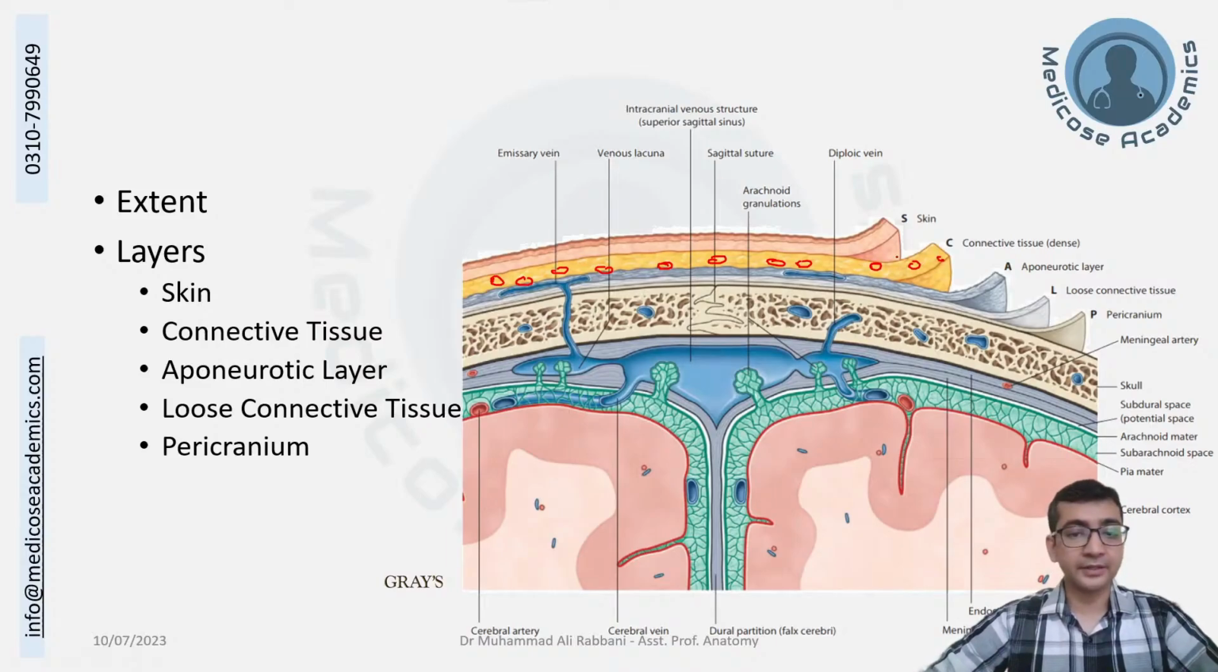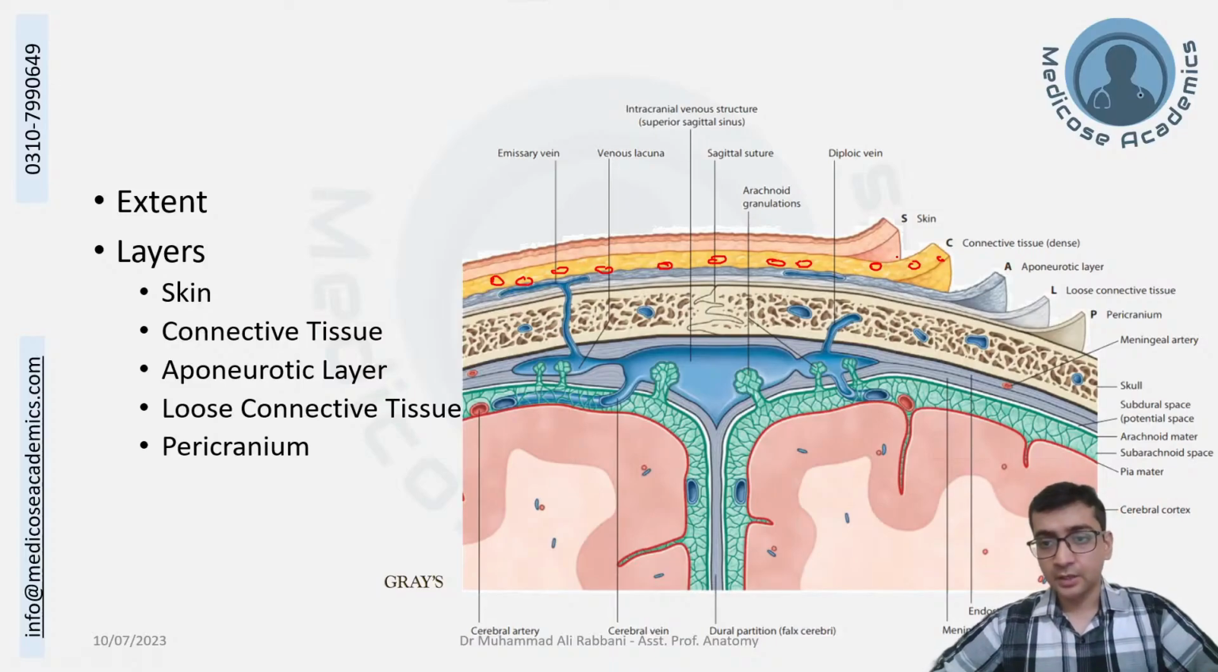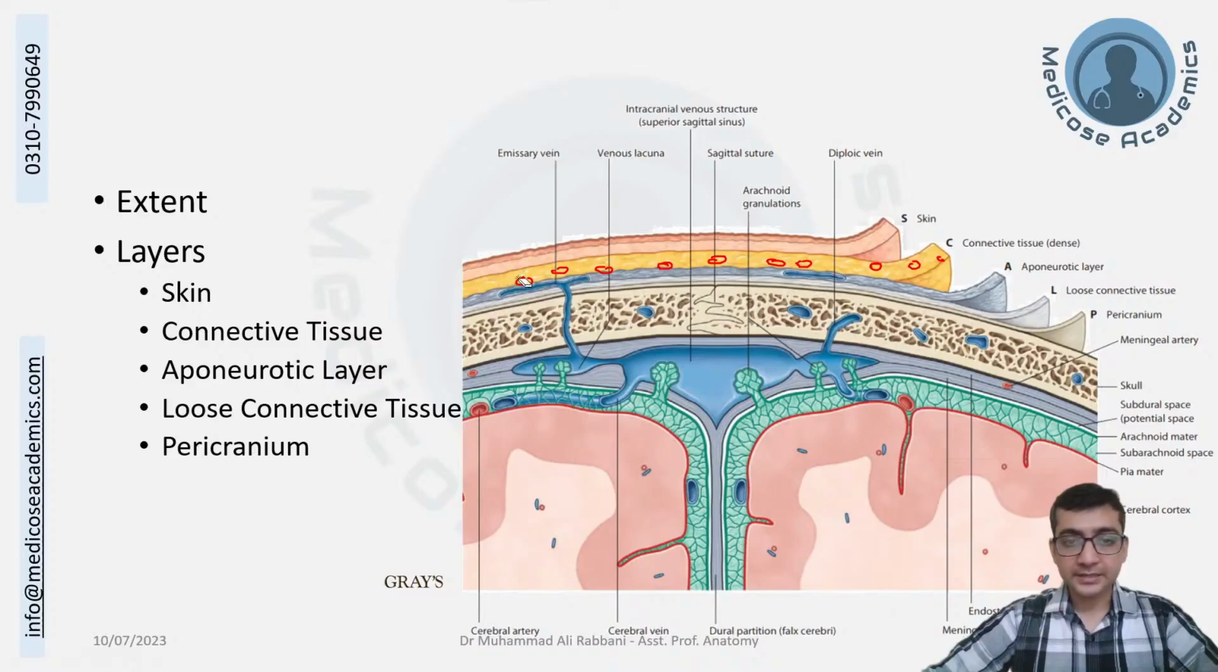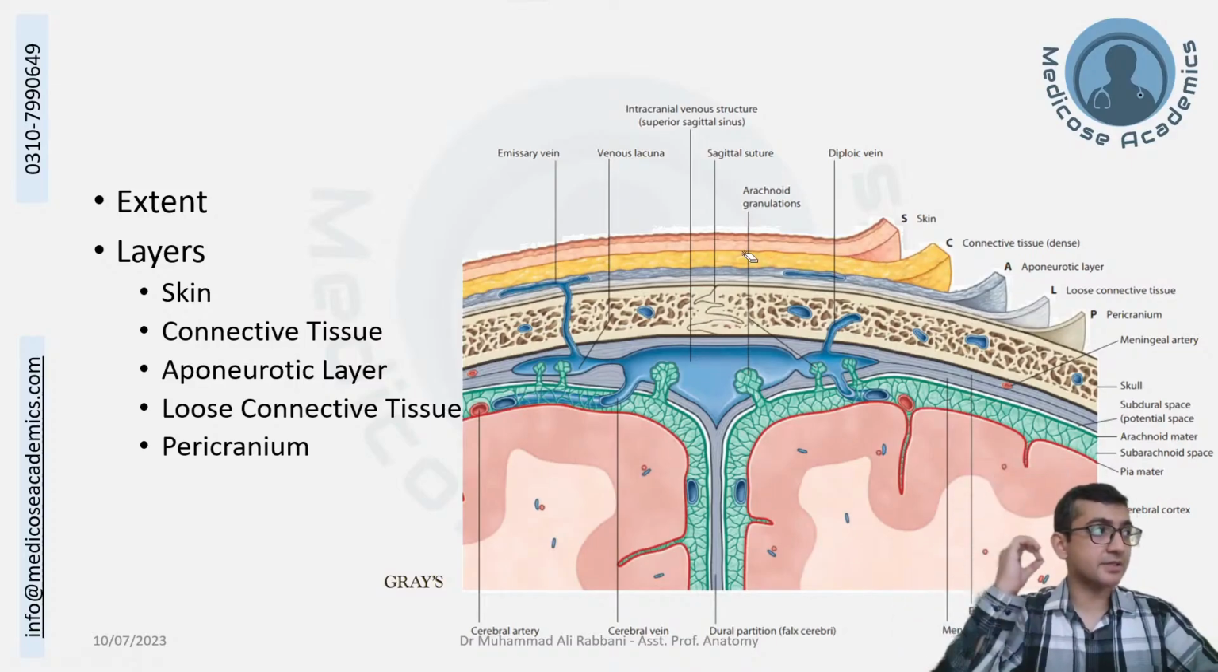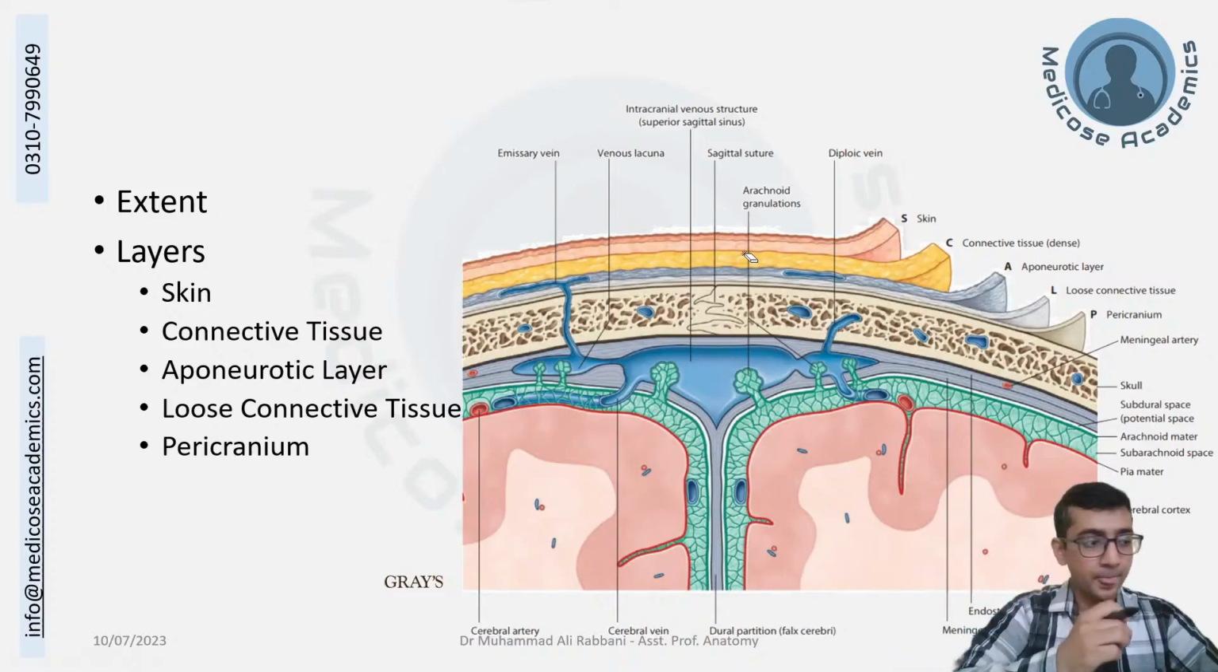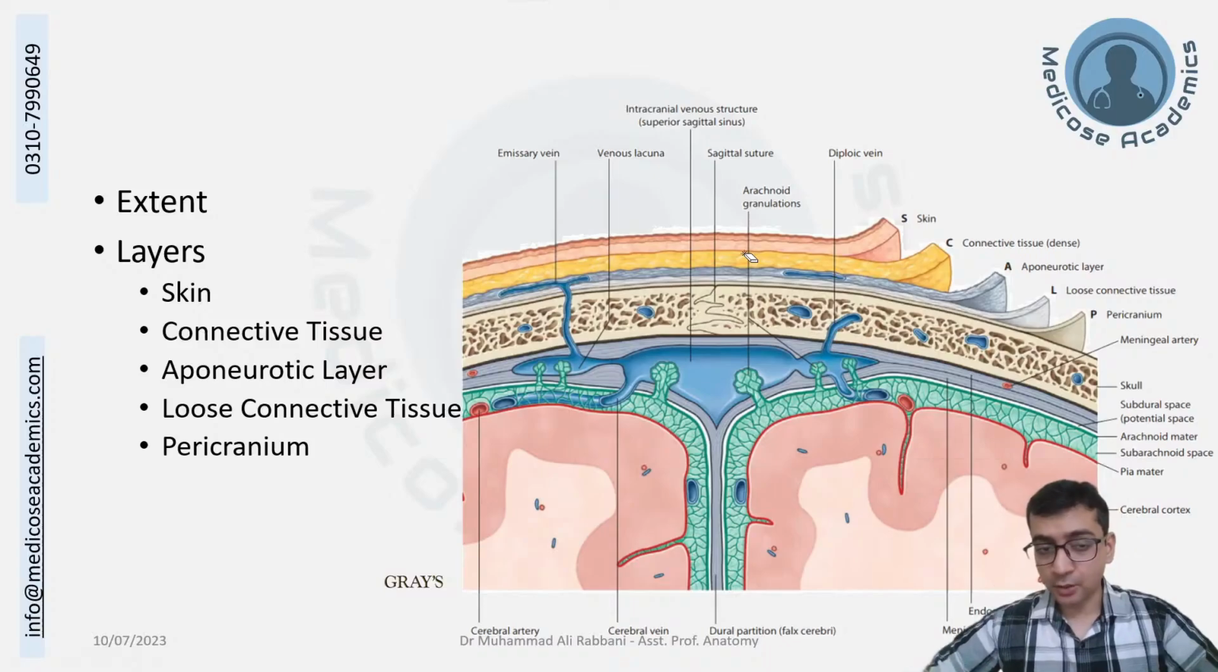Don't be fooled by the fact that the loose connective tissue is downwards and the loose connective tissue has more space. Dense connective tissue has the arteries, and that's the reason, immediately when the skin breaks, the scalp bleeds profusely. The scalp bleeds very badly because there is a whole anastomotic network of arteries and veins that is present in this connective tissue.